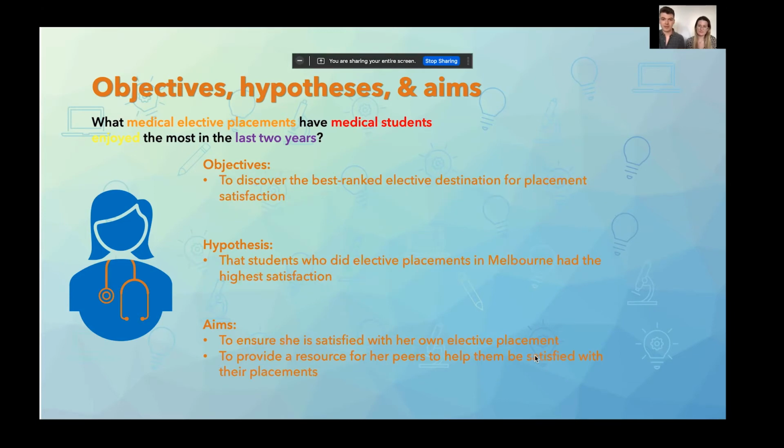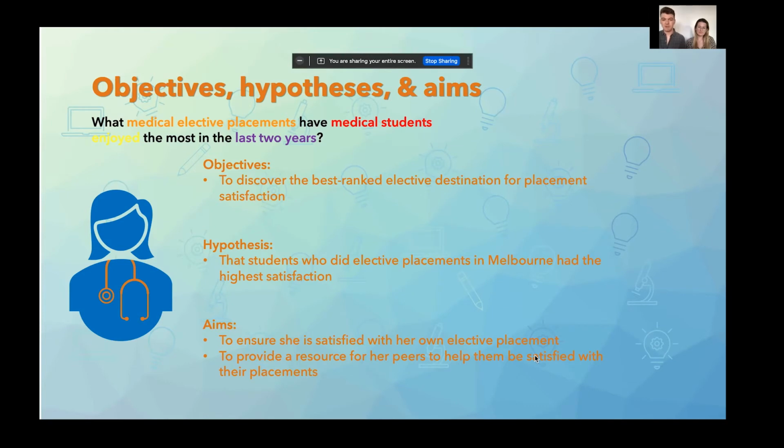We can think then about how we can apply these to Sarah's particular project. She's talking about enjoyment, so she needs to think about an outcome to measure in that sense. And she would have to find some kind of tool, or develop some kind of tool, to measure enjoyment as an outcome. But her objective is to discover the best ranked elective destination for placement satisfaction, which is how she's decided to term it. The hypothesis would be, based on the conversations she's had, her experience, the things she's read, that students who did their elective placements in Melbourne in Australia had the highest satisfaction of all different elective placements by country.